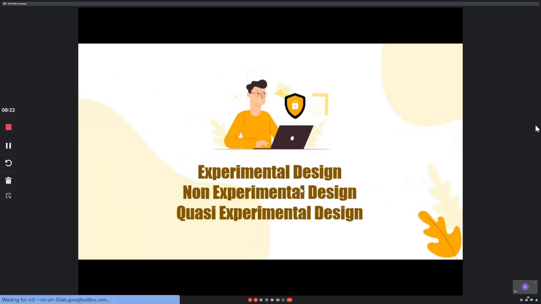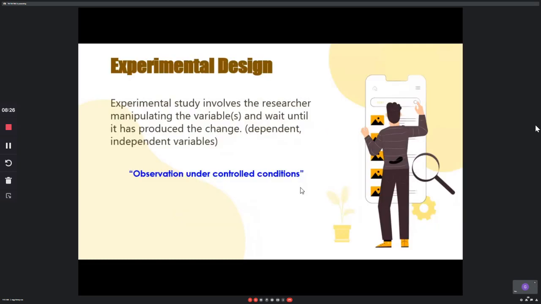Let's move on to experimental design, non-experimental design, and quasi-experimental design. We all know that experimental design means that we're going to carry out an experiment and look at different reactions based on different conditions that we impose on the respondents. This is the definition: it involves the researcher manipulating variables and waiting until it has produced a change.